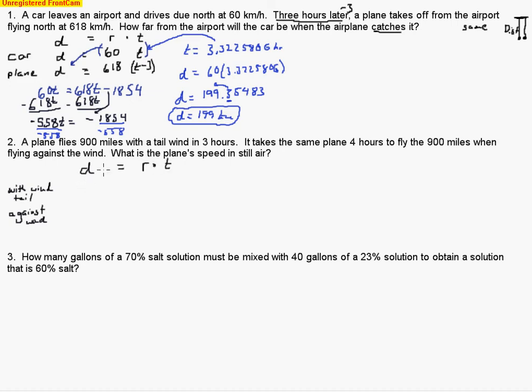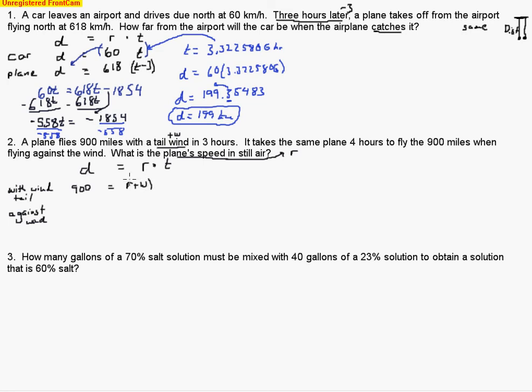And we can go ahead and fill in some information. Now, remember, when it says a tailwind, or when you're going with the wind, that means that we are adding the wind speed. So we call the wind speed W, and then we also have another speed, and that's called the plane speed. And that's what they're asking for here. The plane speed, we're going to use that as R. So we're going to say the plane speed equals R. And so we've got 900 miles, so we can put that in for distance. Miles would be distance, equals, now the rate with the tailwind, we have the rate of the plane, R, plus the rate of the wind.